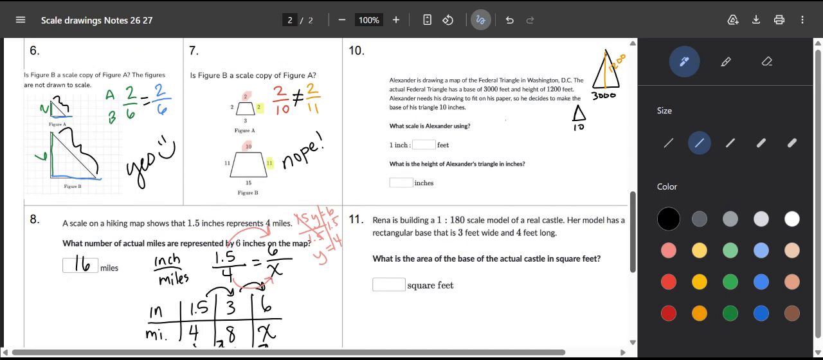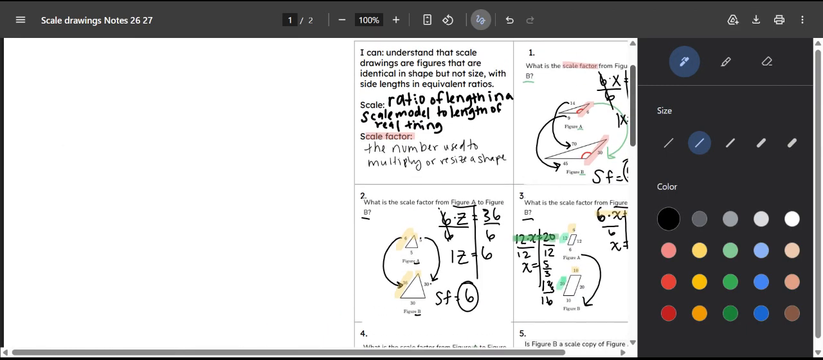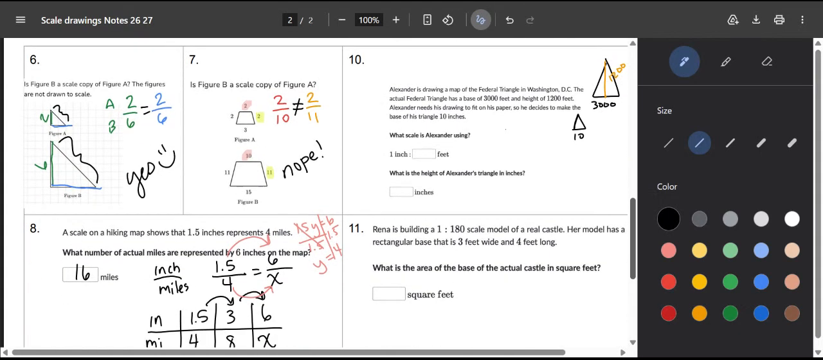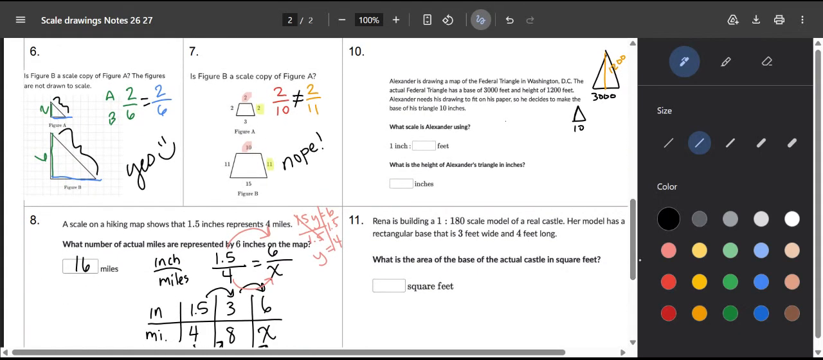So remember, scale is the ratio of length in the scale model to the length of the real thing. So we're going to write a ratio, 2 numbers being compared, and we are given the base of the drawing and the base of the real thing, so let's use those 2 numbers. We do the model first, 10 over 3,000.